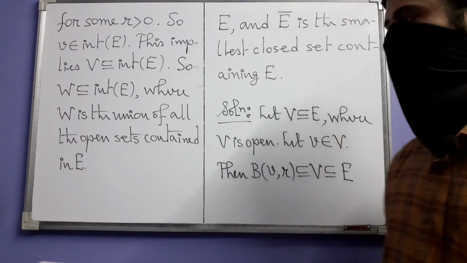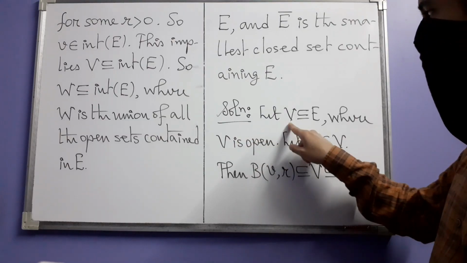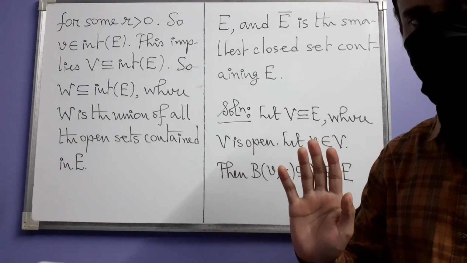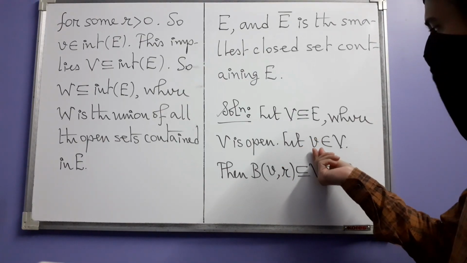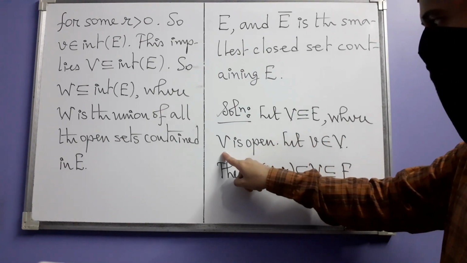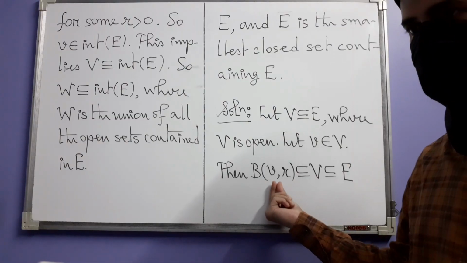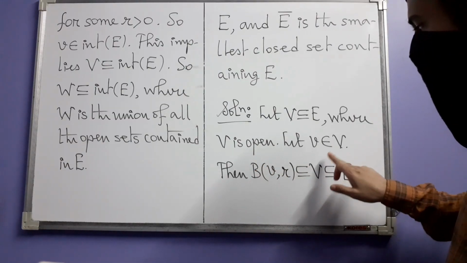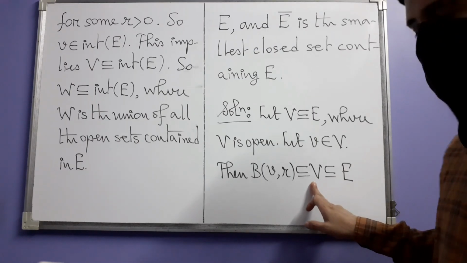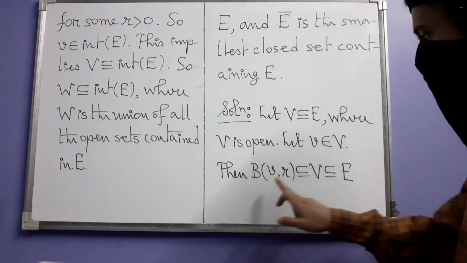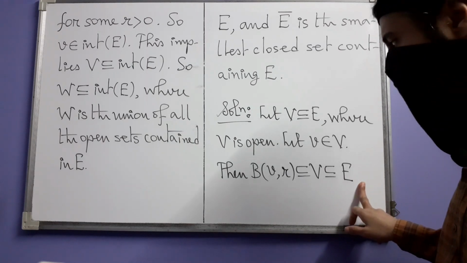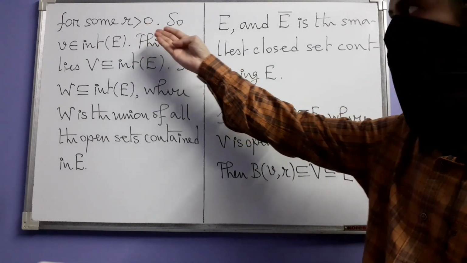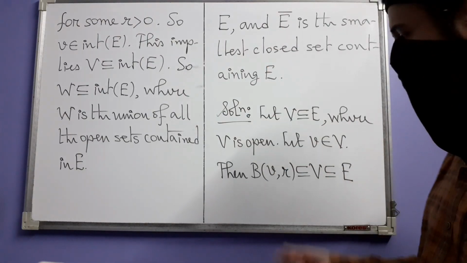So we start the solution by taking any subset V of E which is also an open set in the underlying metric space. And then we take any point v in V. Because V is open, there will be a ball centered at v having some radius R, which will be entirely contained inside this set V. And because V is itself contained in E, that ball is also contained in E. And we have completed the sentence here by writing for some positive real number R, which is the radius of this ball.